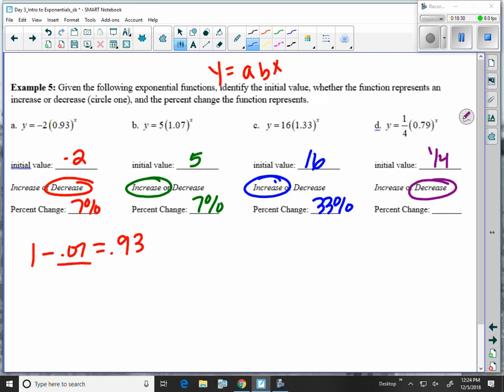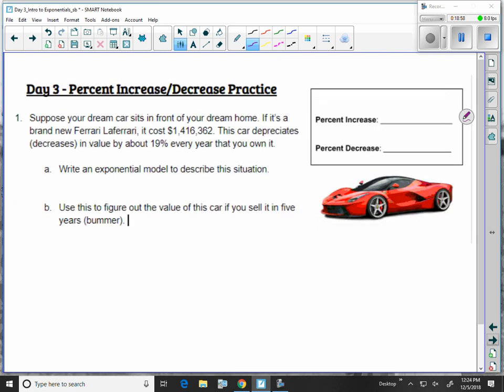Percent change? 21%. Okay, here's an easier way to think about it. You ready? 1 minus 0.79 equals 0.21. That's your percent change. So you can do it that way too. Then you can figure out what distance you went from 1. So the percent change is just subtracting the decimal from 1.